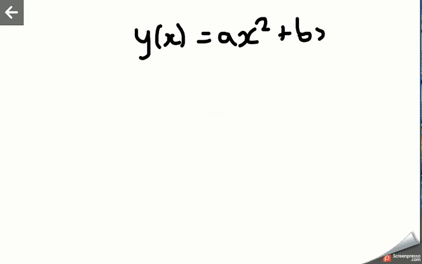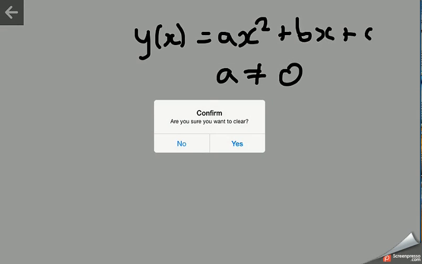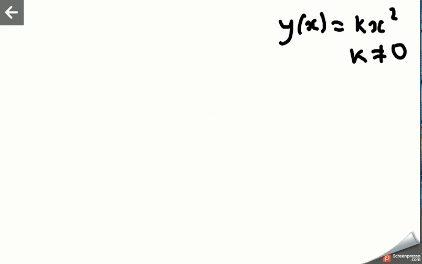Just a quick recap of what we learned so far. We learned that a parabola is the graph of any function of the form y of x equals ax squared plus bx plus c, where a, b, and c are fixed real numbers, and a does not equal 0. In part 2, we also learned that for functions of the form y of x equals kx squared, where k still does not equal 0, it's exactly the same situation as before, except a equals k, b equals 0, and c equals 0.